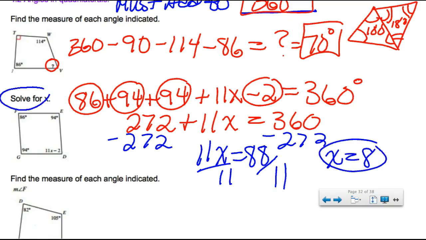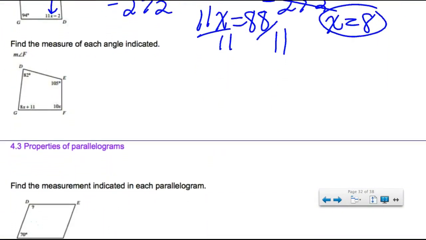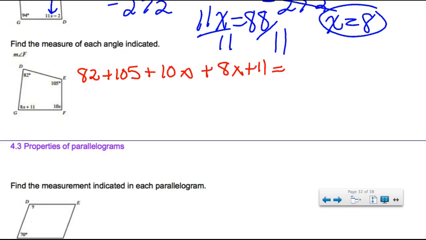It said to solve for x, so I don't need to go back and plug this in. Now, it says find the measure of each angle indicated in this picture as well. Well, all I know is I've got a quadrilateral, and I know that the angles in a quadrilateral add up to 360. So again, I'm going to take the 82 in the top left, the 105 at angle E, the 10x down at angle F, and the 8x plus 11 down at angle G. I'm going to have it have a sum of 360 degrees. I'm going to combine my like terms.